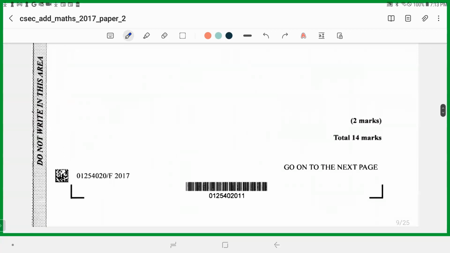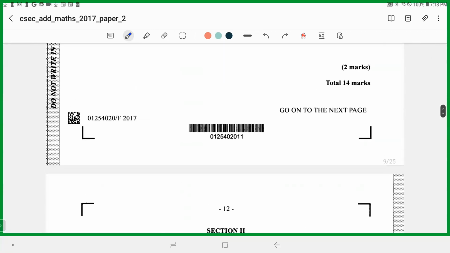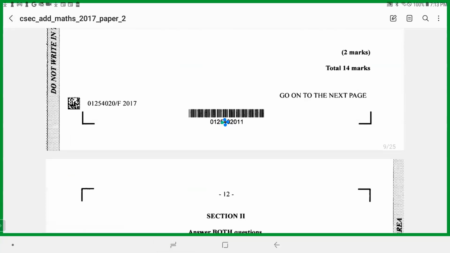Oh, there are no quadratics on this paper. There are no quadratics on this one. Let's look at 2016.